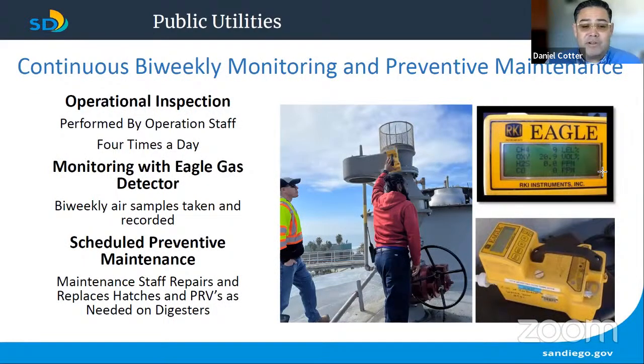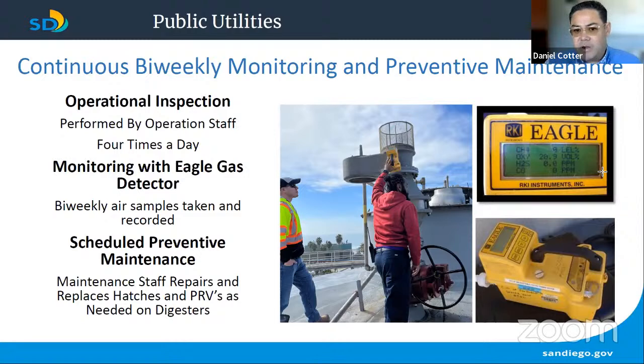We do now have continuous biweekly monitoring and preventive maintenance. Our operational staff performs visual inspection 4 times a day. These are journeyman level operators that are very professional in what they do. They now do it twice per shift, 4 times a day. We monitor it with the Eagle gas detector. Biweekly samples are taken and recorded.